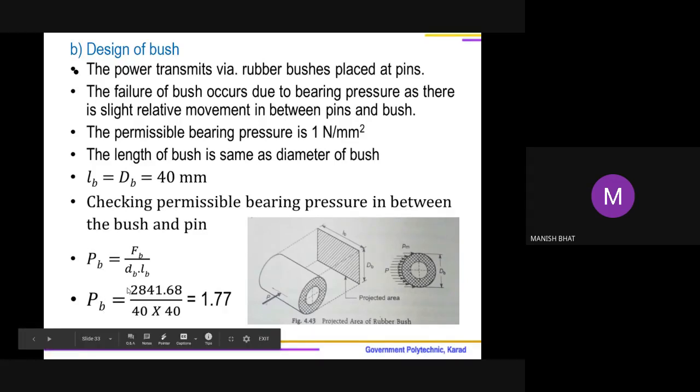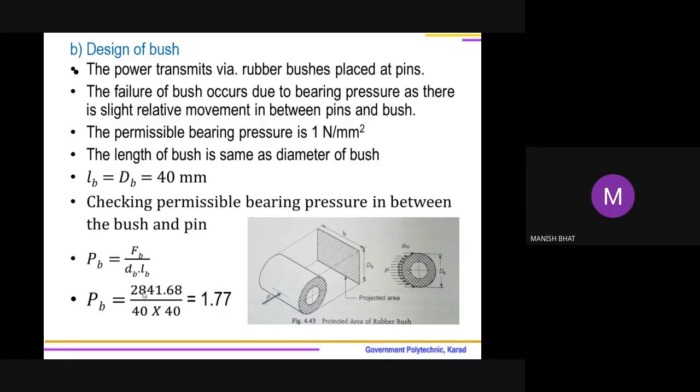So 1 is equal to the force coming on each bush upon dB into LB. We know that empirically the length of the bush is equal to the outside diameter of the bush. So it is dB square. So dB square is equal to 2841.68. So the square root of that will give me dB. So I will be choosing the next standard available.